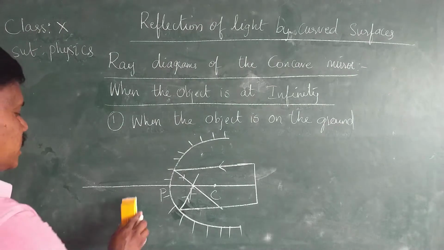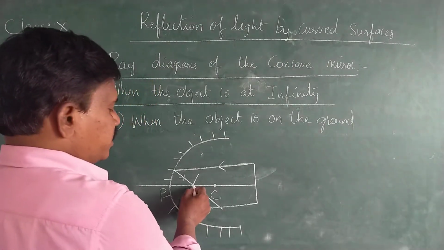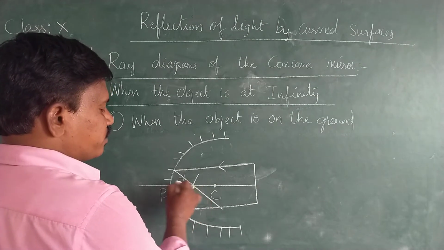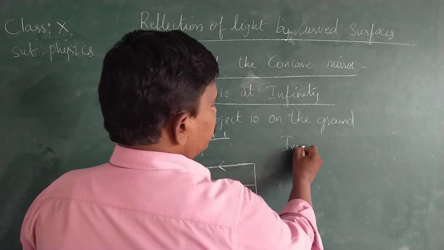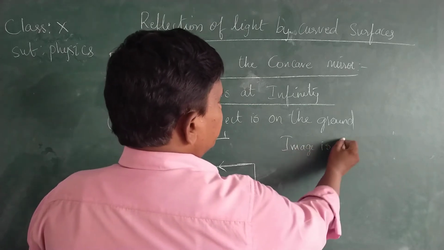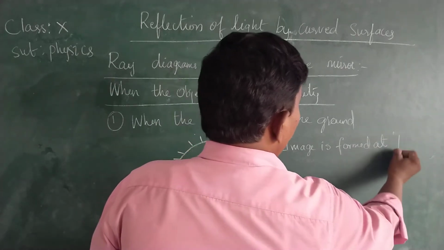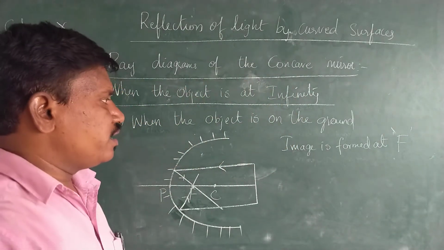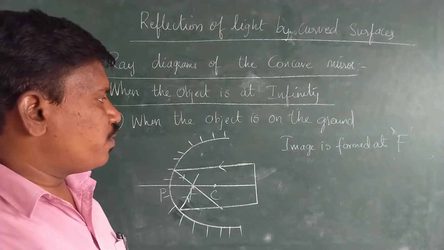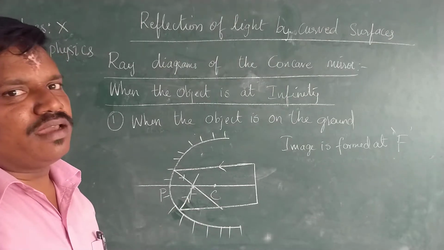Okay, in this case, where is the image formed? At this point. Okay, the image is formed at the focal point. Where is the image formed? The image is formed at the focal point.